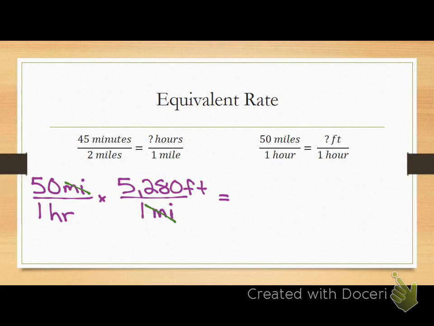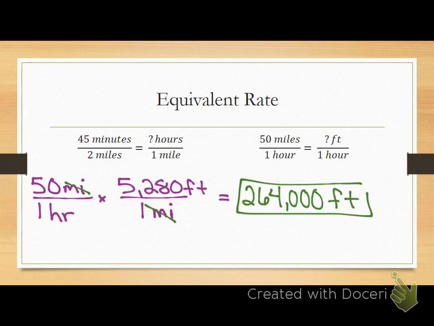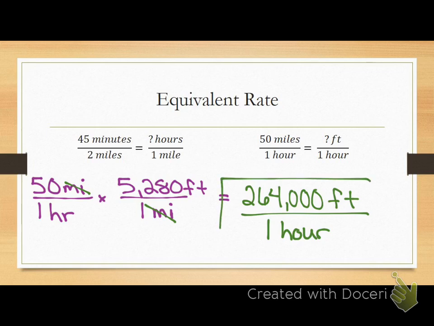Now, guess what? It's pretty top loaded, isn't it? 50 times 5,280 is 264,000 feet. Hold on, I forgot. Feet over 1 hour. And this, yes, is already written in the unit rate, so this is my final answer. If you understand that, that's everything you need to know for 6.1.